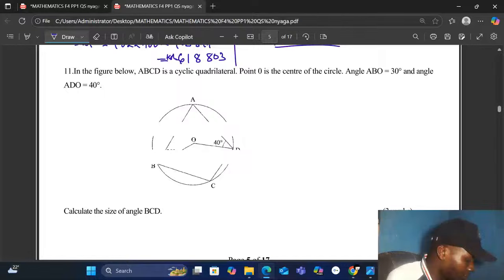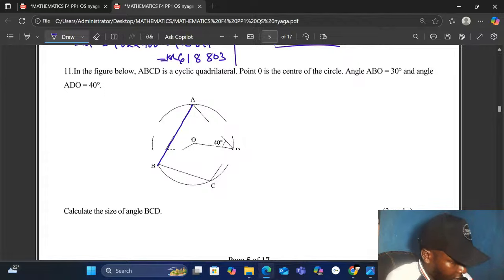Cyclic quadrilateral. Point O is the center of the circle. Angle ADO is 30 degrees and angle ADO is 40 degrees. It's not very clear. I think this is how it looks. I can try to finish it up this way.